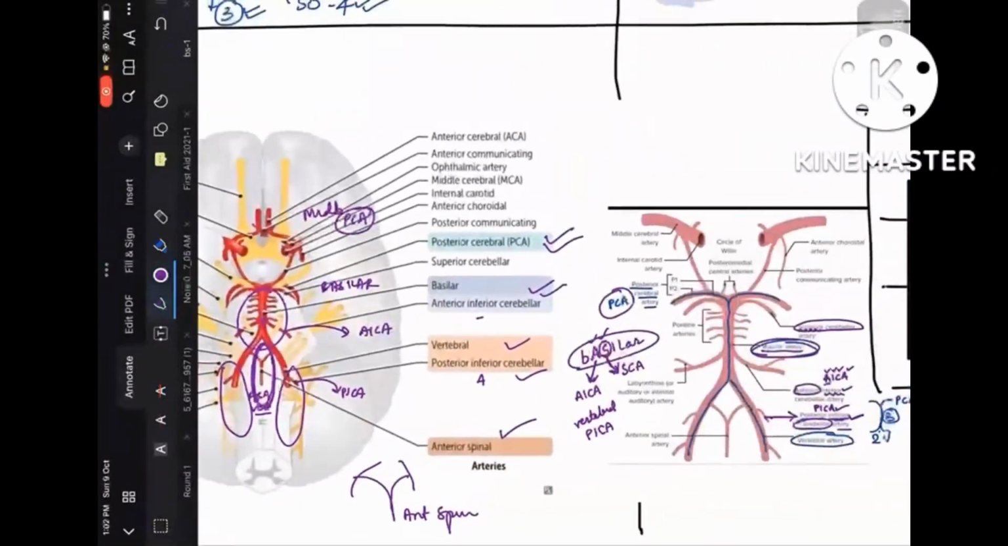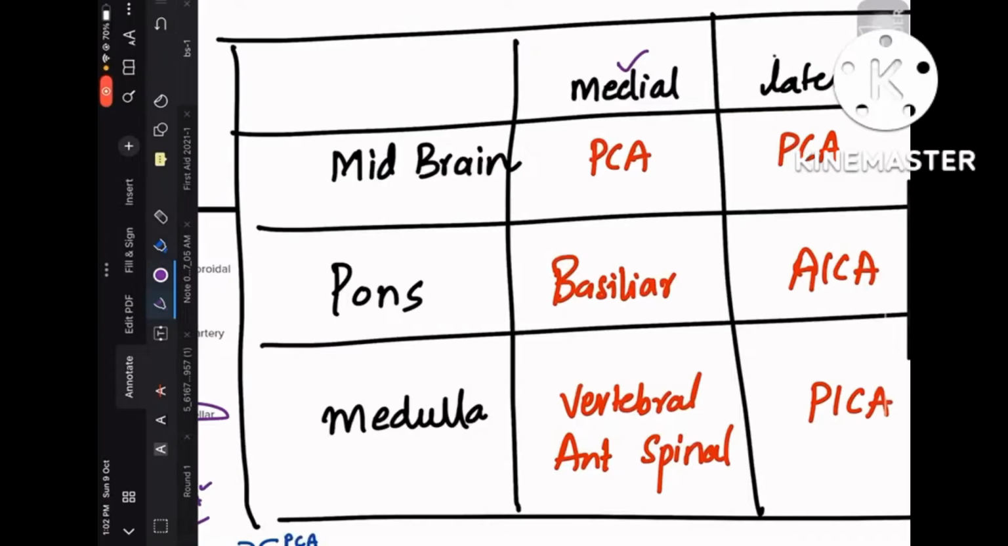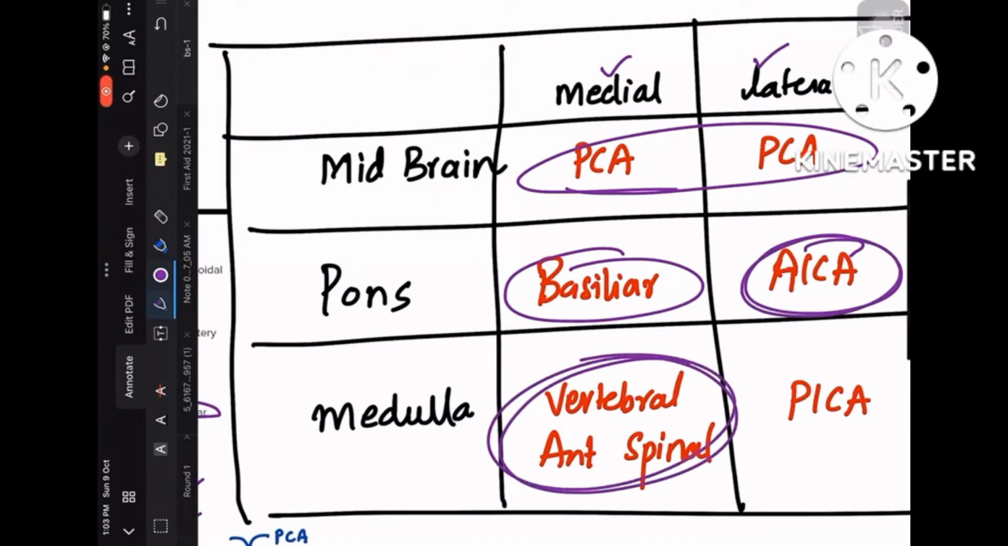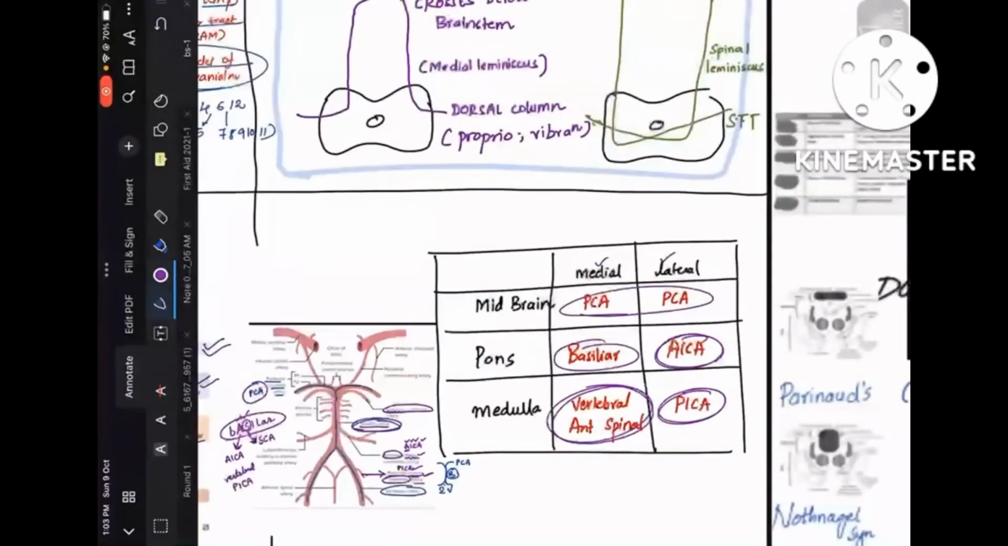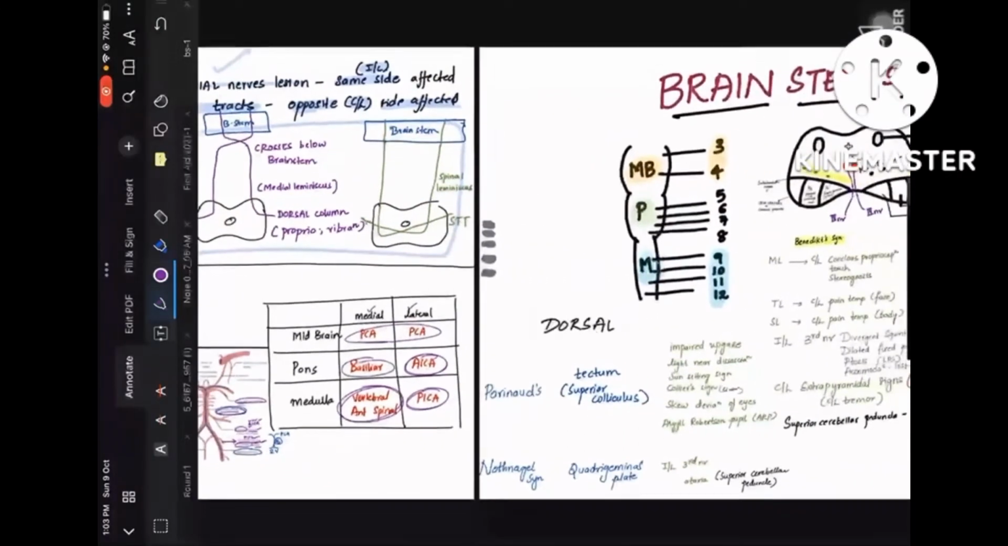So that is the thing written over here in the tabular format. So the midbrain, medially and laterally, you have PCA. Pons, medially it is basilar and laterally it is the sideways branch, that is AICA, and medulla it is vertebral and anterior spinal artery in the middle and PICA in the lateral side. So this completes the blood supply. This is the important conceptual page that you need to learn. With this you can solve every question from the brainstem syndromes. So let's get started now.